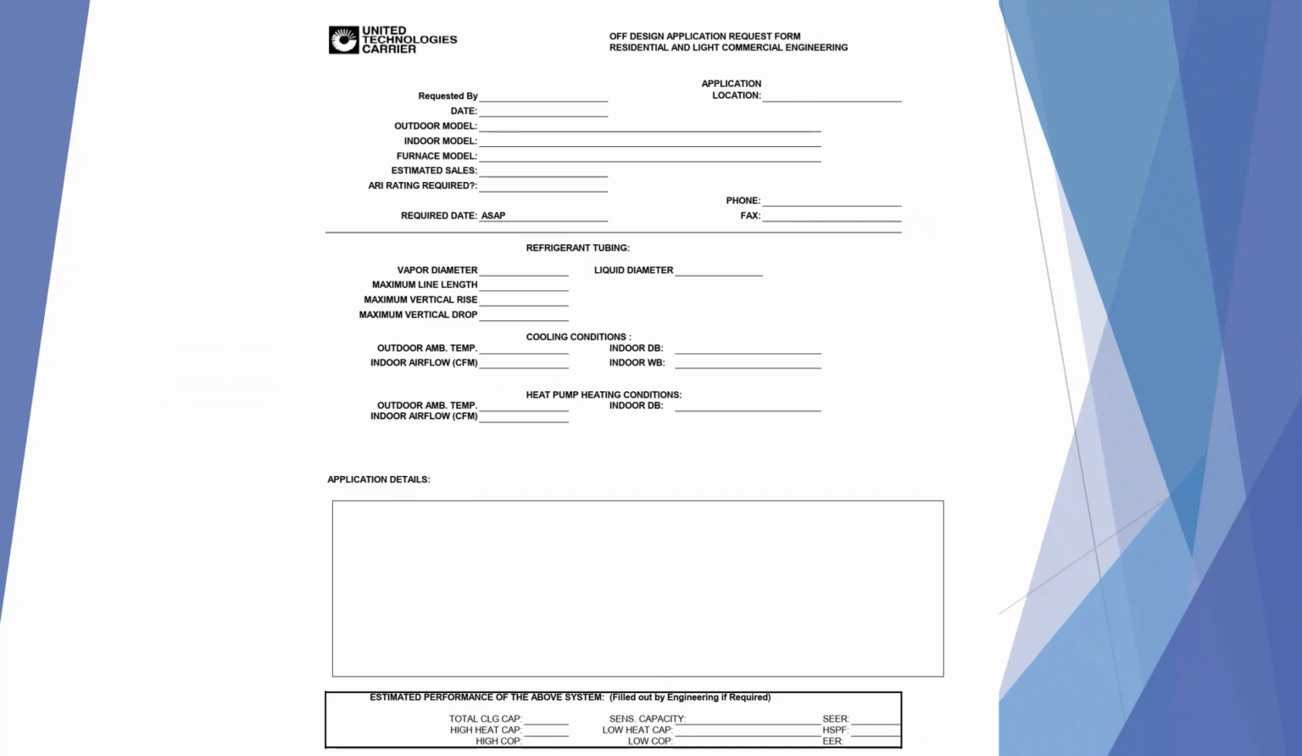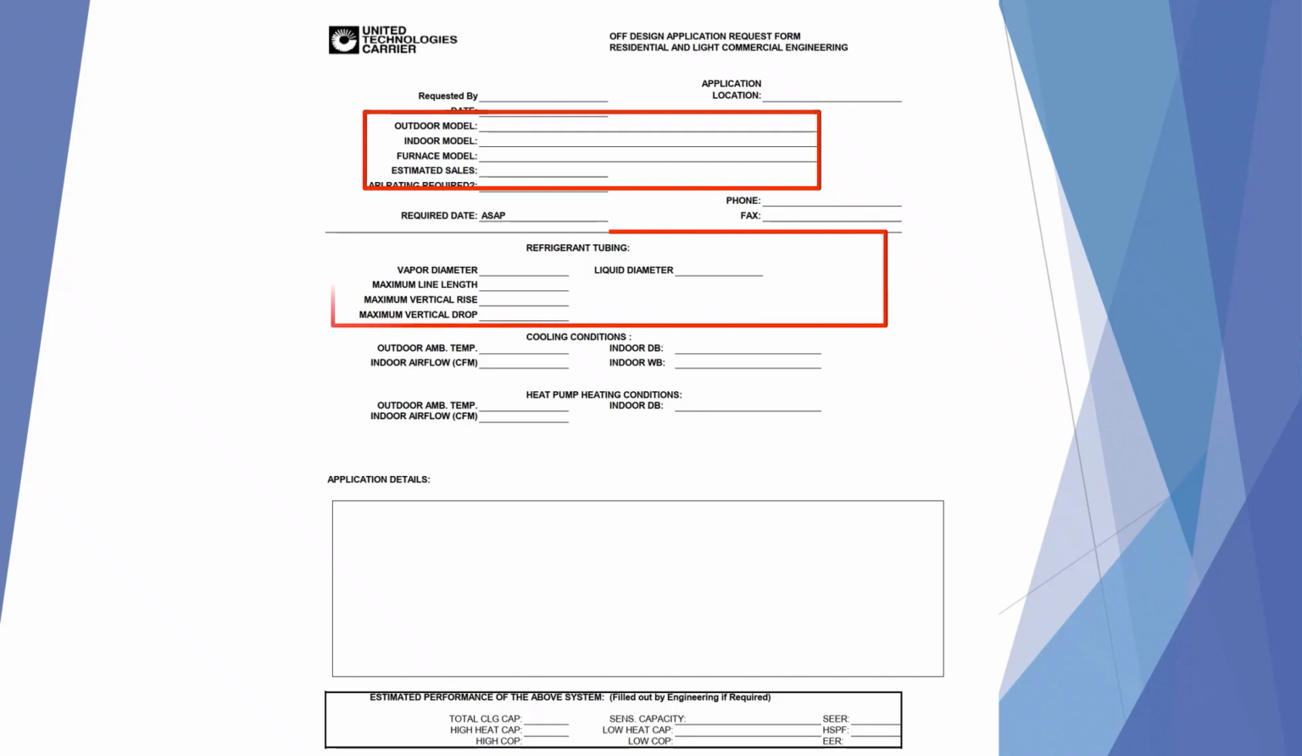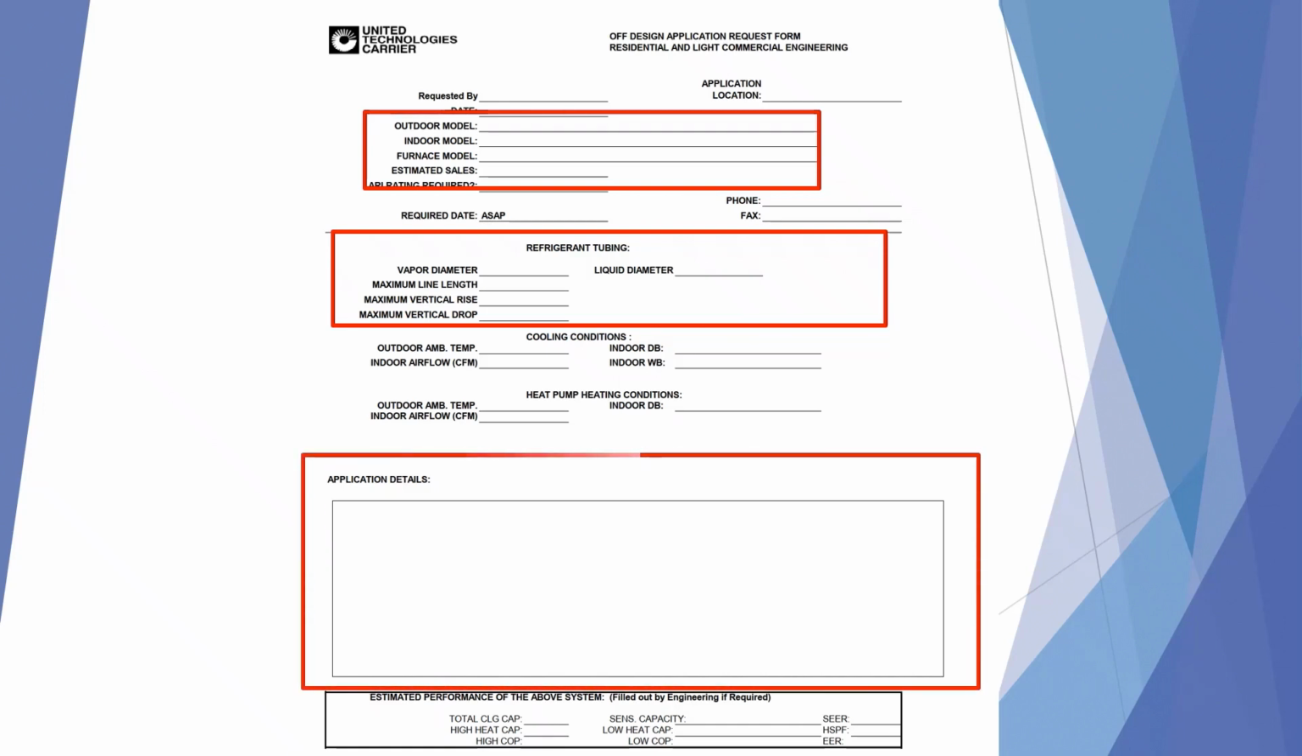So in cases like this, we have a sheet that we can submit to engineering where you supply us the model number of the equipment that's going into this job. You give us a rundown of the refrigerant tubing, the diameters, the length, the rise, and the drop. And if you can, give us a drawing of the application of how the line set is going to be run. And in these cases, we submit this form to engineering. And in many cases, they come back to us and they approve the drawing and the way that you're going to run the piping and the diameters that you're requesting.